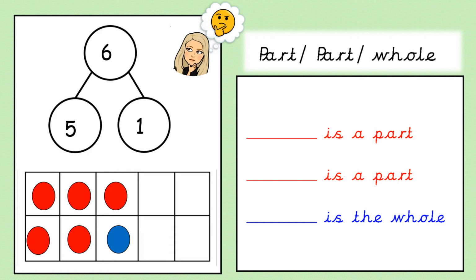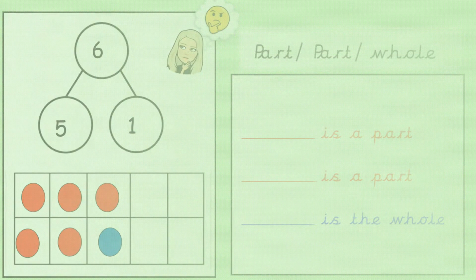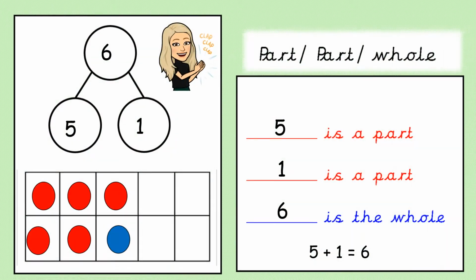There's another way we can make 6. I have something is a part, something is a part, and something is the whole. Can you fill in those sentence stems? And then press play once you're ready. Okay, 5 is a part, 1 is a part, and you can see that represented on the 10 frame. There's 5 that are red and 1 that is blue, and all together that makes 6. So my number sentence is 5 and 1 make 6.